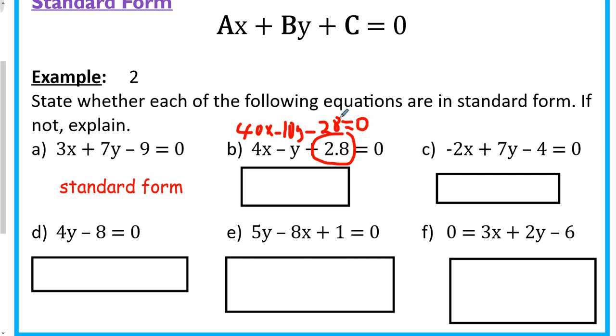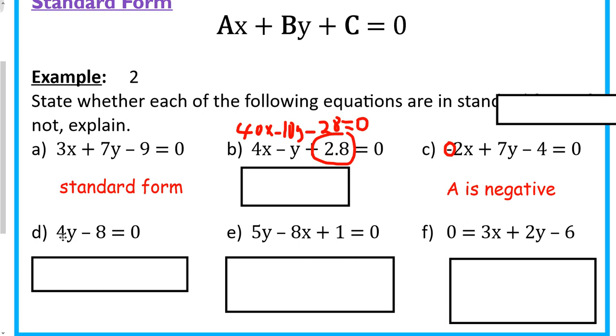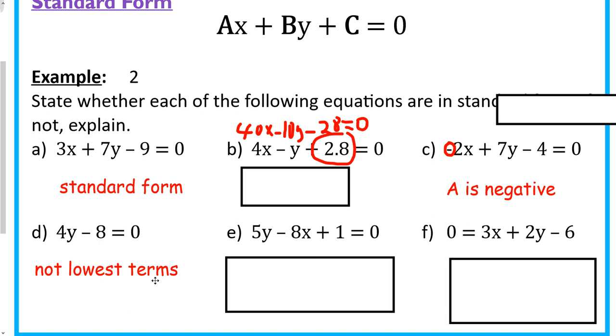And then you'd have to take one more step and reduce this to lowest terms, right? So think about what number you can divide 40, 10, and 28 by, and it looks like it would be 2. So this would reduce to 20x minus 5y minus 14 equals 0, and then it would be standard form. This one here, it looks like there's a negative here, which is a problem, so I would divide everything by -1 to eliminate that. D, we've got 4y minus 8. This one can be reduced, right? So you can divide each of these terms by 4 to give you y minus 2 equals 0.